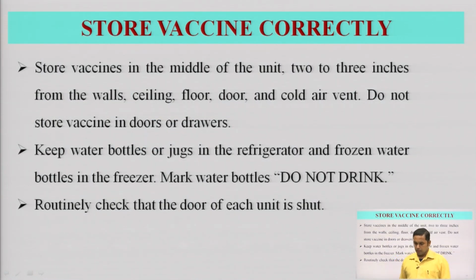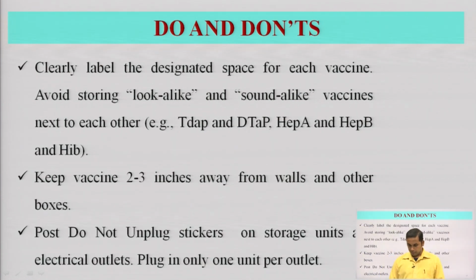Now, if I tell you more, store vaccines in the middle, which I have already mentioned. Also keep water bottles or jugs in the refrigerator and frozen water in bottles, and mark them do not drink. There is a need to keep some bottles in that area, because you can take the temperature of those bottles also. Okay. And routinely check whether the door is shut. What you should not do or what you should do.